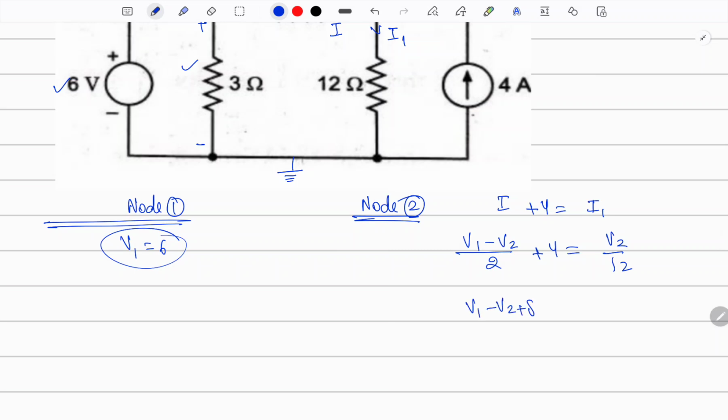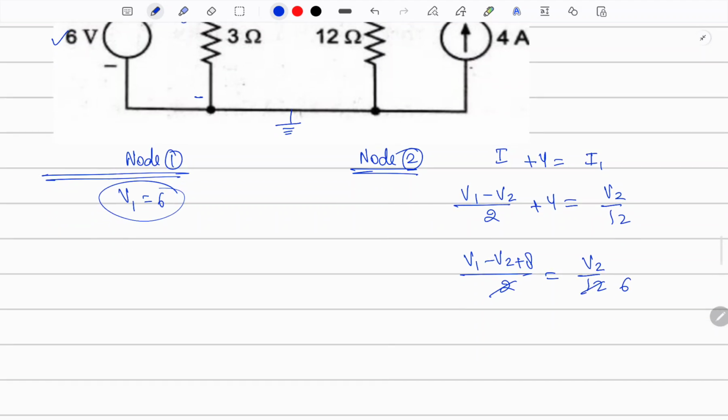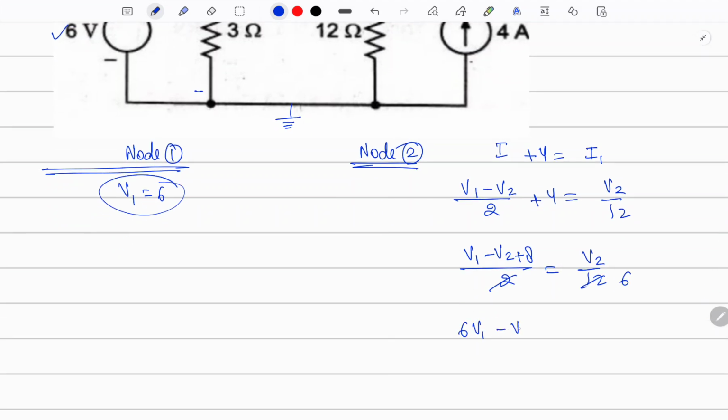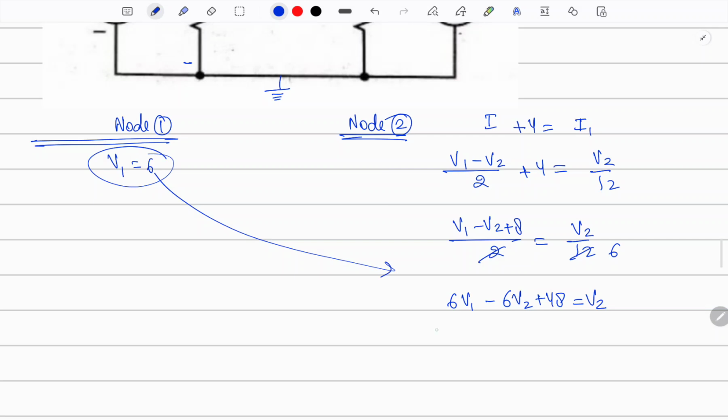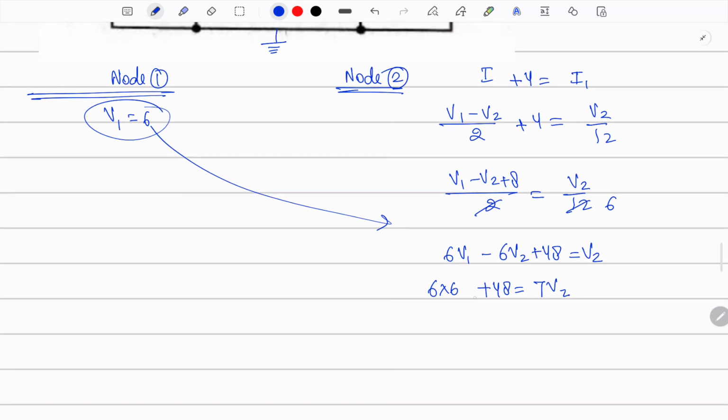(V1 minus V2 plus 8) divided by 2 is equal to V2 by 12, so 2 6s. Then if you solve this, 6V1 minus 6V2 plus 48 is equal to V2, and we know the value of V1 is 6 volt. So 6 into 6 minus 6V2, we can bring to the right side, so 7V2 equals 36 plus 48, 84. Then the 7V2 value is nothing but 84 by 7, which means V2 is 12 volt.